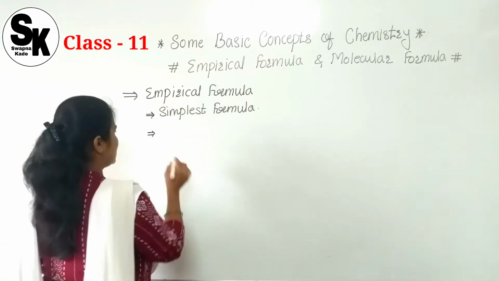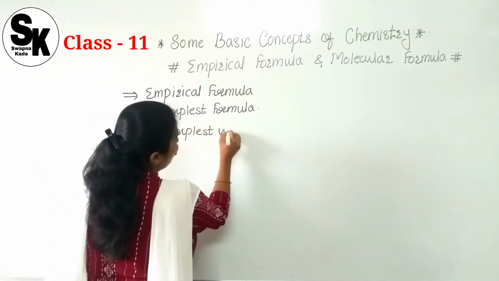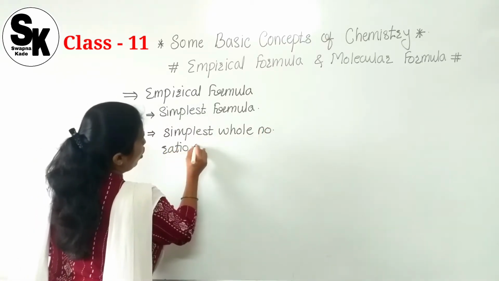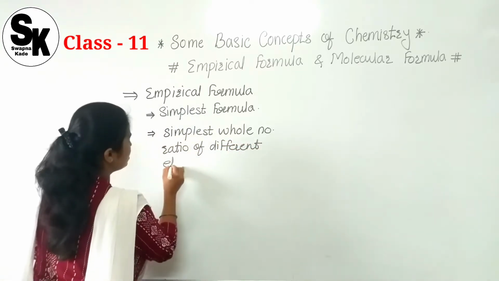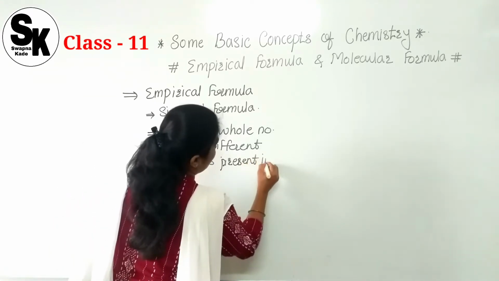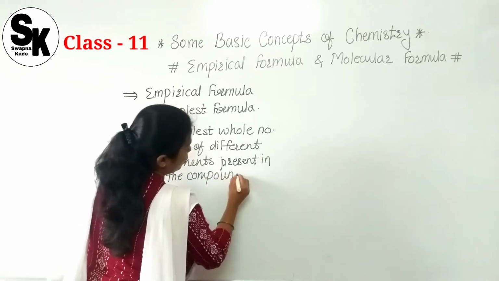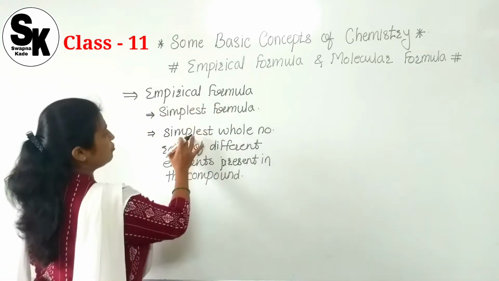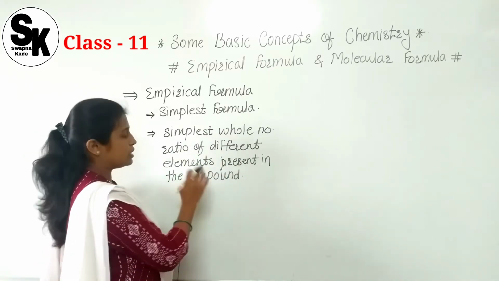Empirical formula is the simplest whole number ratio of different elements present in the compound. That is the simple thing. We are going to discuss examples also, but keep in mind that empirical formula is the simplest whole number ratio of the different elements present in the compound.